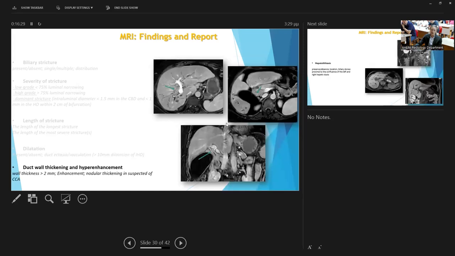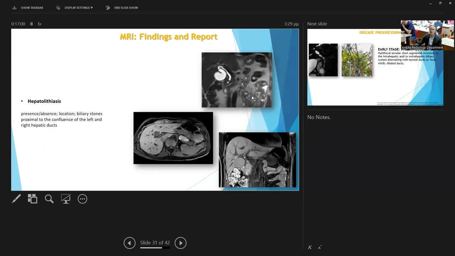And finally, looking at the contrastographic phase or the diffusion weighted sequences, we should look at the biliary wall in order to evaluate any possible enhancement. And we should highlight this pattern when the thickening is higher than 2 millimeters. And again, don't forget to highlight any possible round nodular area in line with the diagnosis of cholangiocarcinoma.